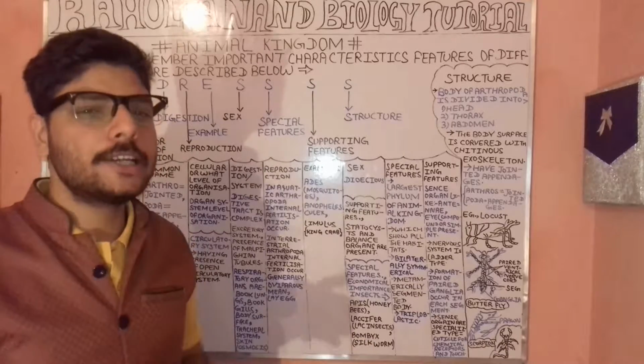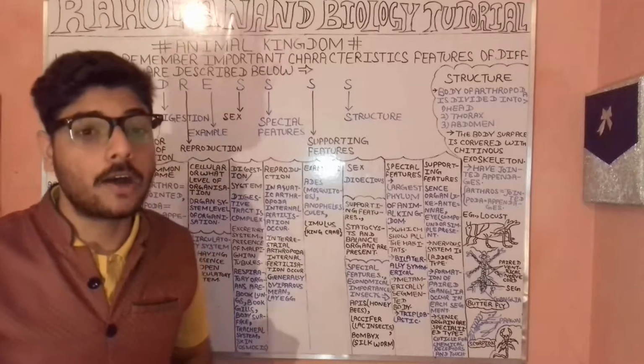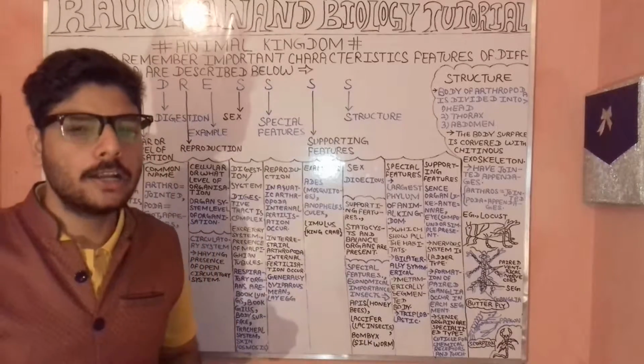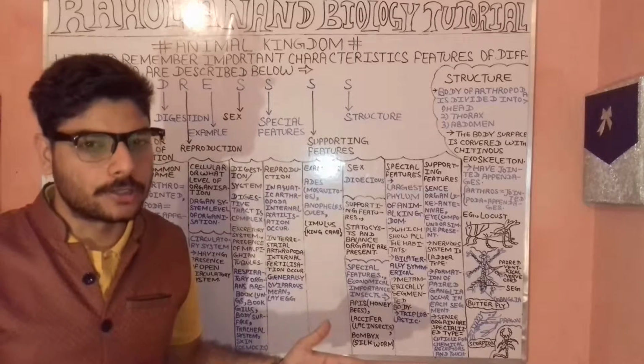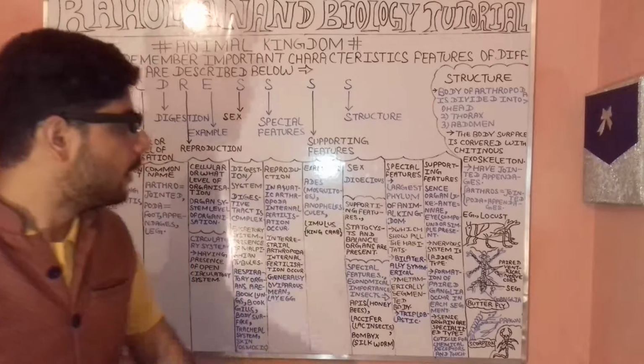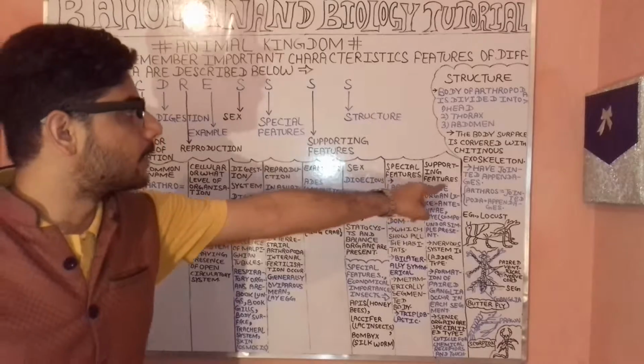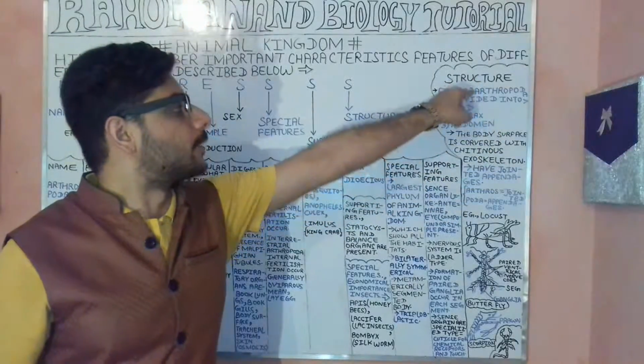Now let's understand the other features, in terms of the special features. Then the supportive features as well as the structure. So you could find it on the board. Here are the special features, then the supportive features, and the structure.